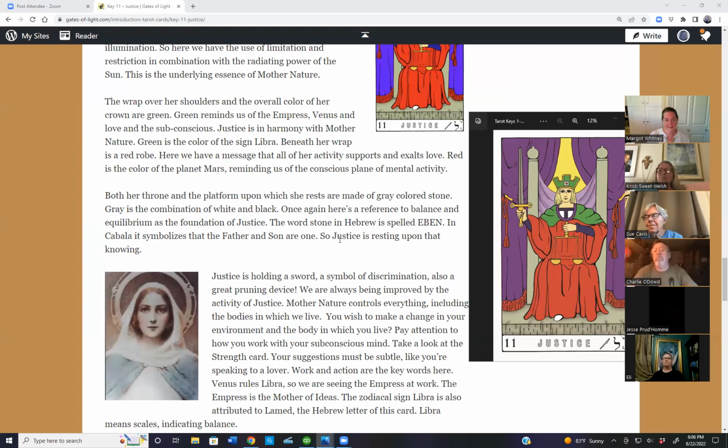In Kabbalah, it symbolizes that the Father and Son are one. So justice is resting upon that knowing. So when it says Father and Son are one, it means you know it. Not somebody told you it. You know it through experience. So she's resting on a cube of stone. In Hebrew means ben. Father and Son are one, not through intellectual devices, but through actually knowing it from within, like this radiating energy that you can experience.